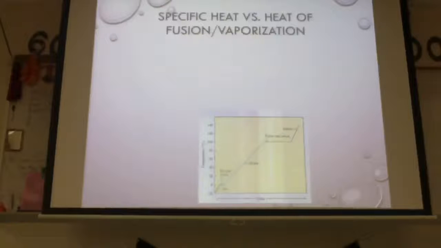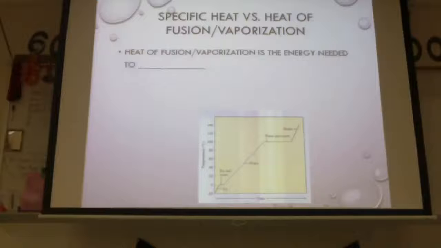Because you have to know whether you're using specific heat or molar heat. Okay, so the molar heat of fusion or vaporization is the energy needed to do what? To heat up? To evaporate? Boil? To change state. Right? To evaporate, to boil, to melt, to freeze. So where on the heating curve are we changing state? Right there. Oh, there's a flat line.